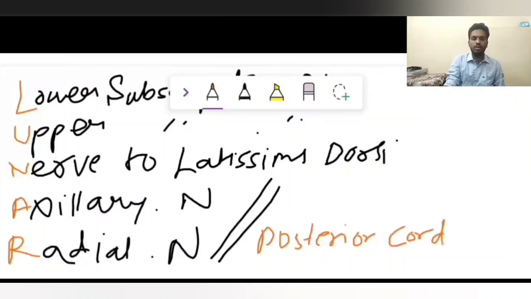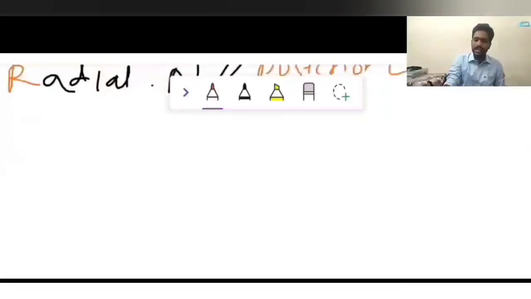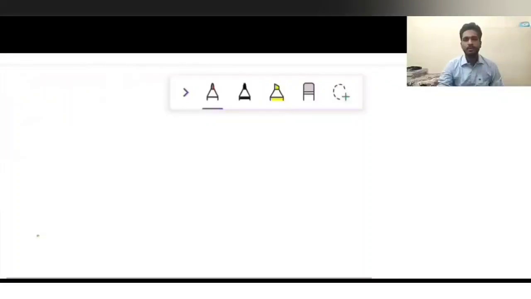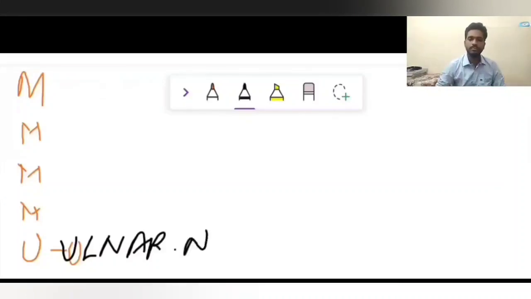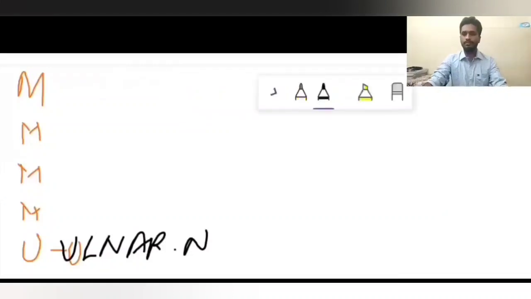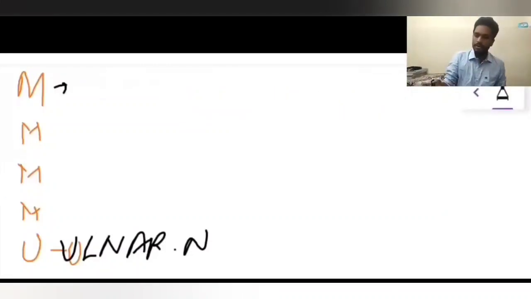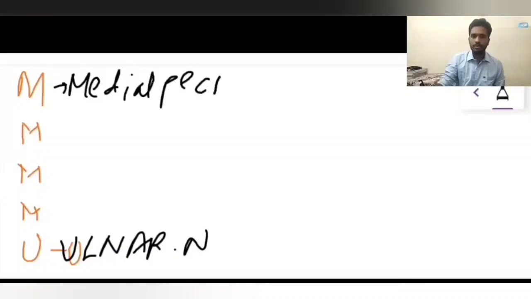All right, now going further. What next did we have? We have M4U, right? For the medial cord, we had M4U. So what is this M4? It is 4 times M. First of all, there are 4 M's, then the last is U. This U is ulnar nerve. Now this M is medial pectoral nerve.